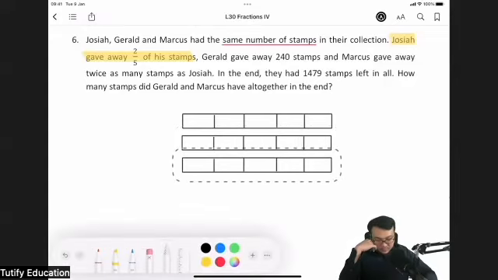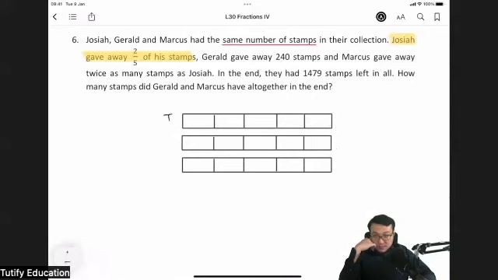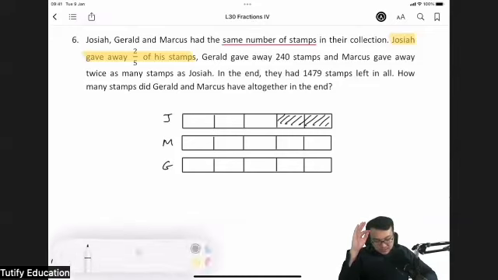Okay, done. So this is Josiah, then this is Marcus, and this is Gerald. Josiah gave away 2/5 of his stamps. Let's shade this. He gave away 2 out of 5 of his stamps. Gerald gave away 240. Marcus gave away 2 times as many as Josiah. Now compare Marcus and Josiah. Marcus gave away 4 units, which is 2 times as many as Josiah.